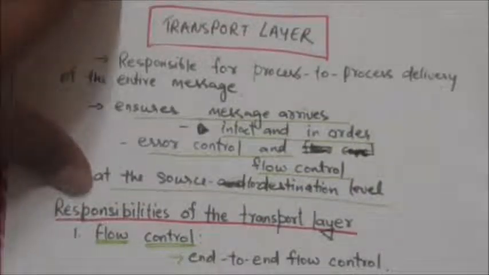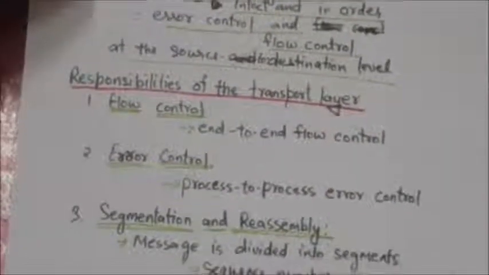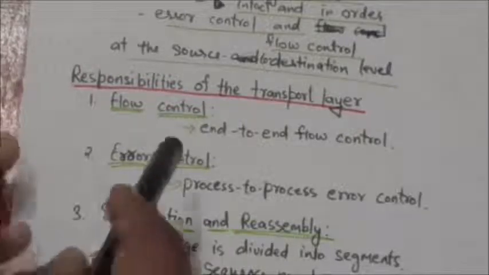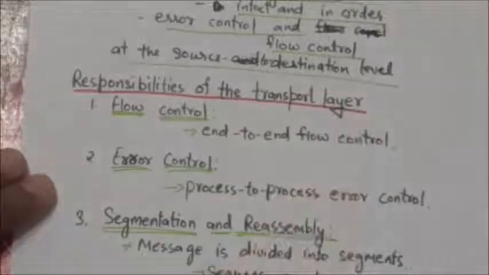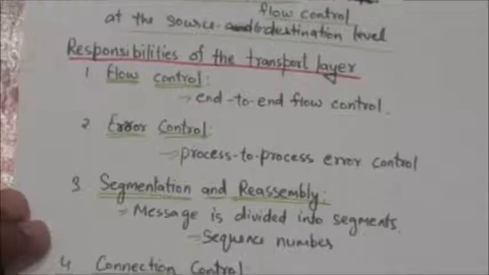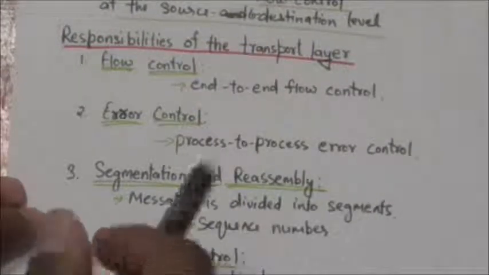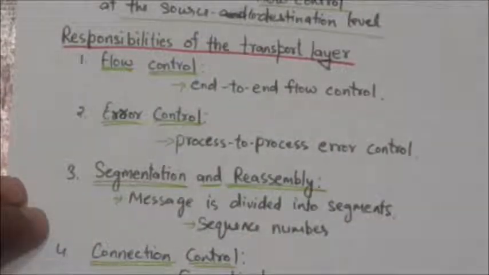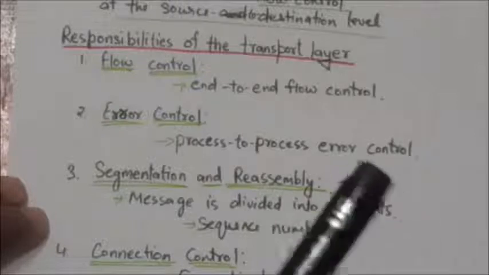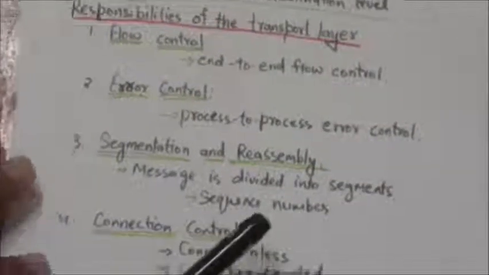Now let us see the responsibilities of the transport layer. First is flow control. This transport layer is responsible for end-to-end flow control. Second is error control, right? This transport layer is responsible for process to process error control. The sending transport layer ensures that the entire message arrives at the receiving transport layer without error, right?